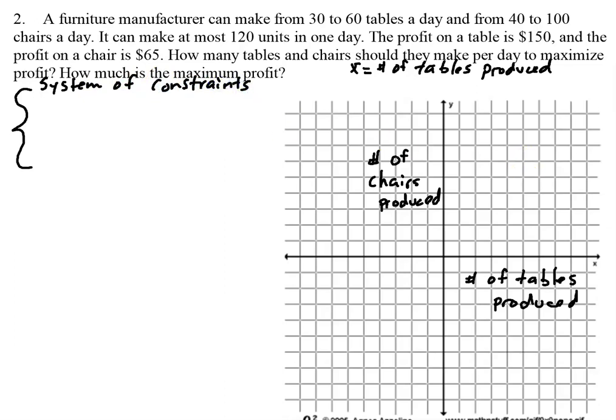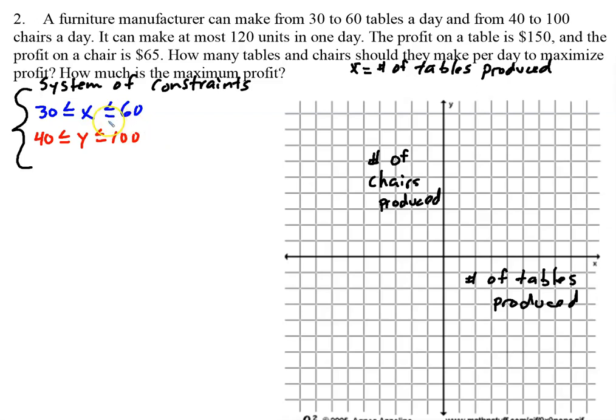So one of these constraints, we'll just color code them, will be this between statement that my number of tables produced, x, is going to be between 30 and 60. All right, then I've got another statement that says I can make between 40 and 100 chairs. So it's very similar. I'm going to say that y is between 40 and 100.